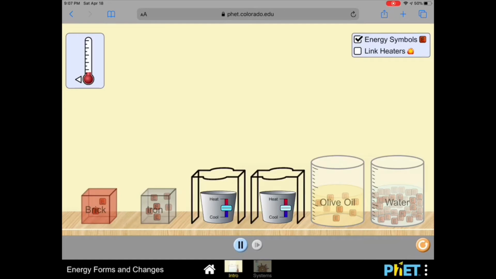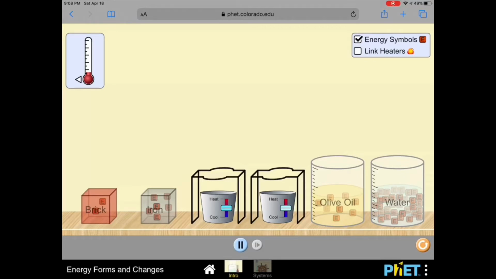So this is the other PhET diagram on the PhET simulation under thermodynamics. And this one goes into that idea of specific heat. So I have rearranged these so they're in order left to right. The brick has the smallest value. It'd be like 0.2 something. I don't know, you'd have to look that one up. I don't know brick off the top of my head. Iron is 0.4. Olive oil is like 2-ish. And then water is 4.2. So I have it like low to high.